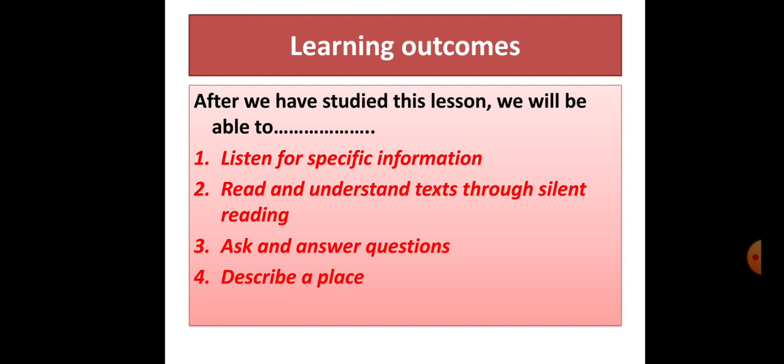So, the learning outcomes: after we have studied this lesson, we will be able to listen for specific information. Number 2, we can read and understand the text through silent reading. That's why I am asking you to read the text silently, and I am providing you the synonyms. It is very important and effective for you, and you can easily get the meaning of this text. Number 3, ask and answer questions. I will provide that later.